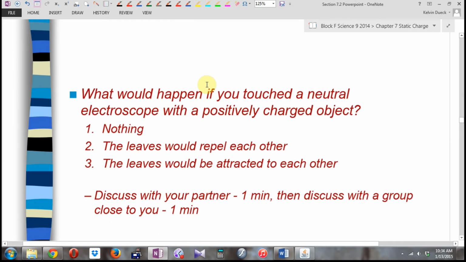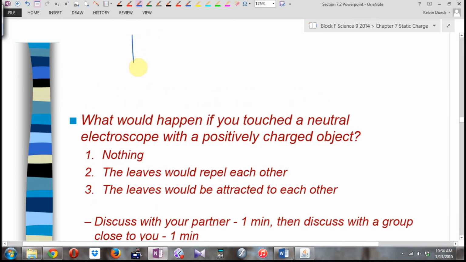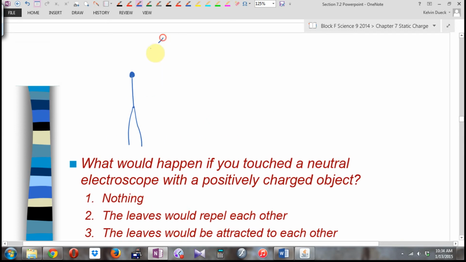What would happen if you touched a neutral electroscope with a positively charged object? Let's see if we can kind of visualize here. So normally we have an electroscope. There's the knob. I'm not going to draw the big jar container. We have these foil leaves, and I'll draw them basically dangling down. And you're going to bring a positively charged object in. I want you to just watch. We're going to draw some later. And we're going to touch it. So I'm going to draw this positively charged object touching.